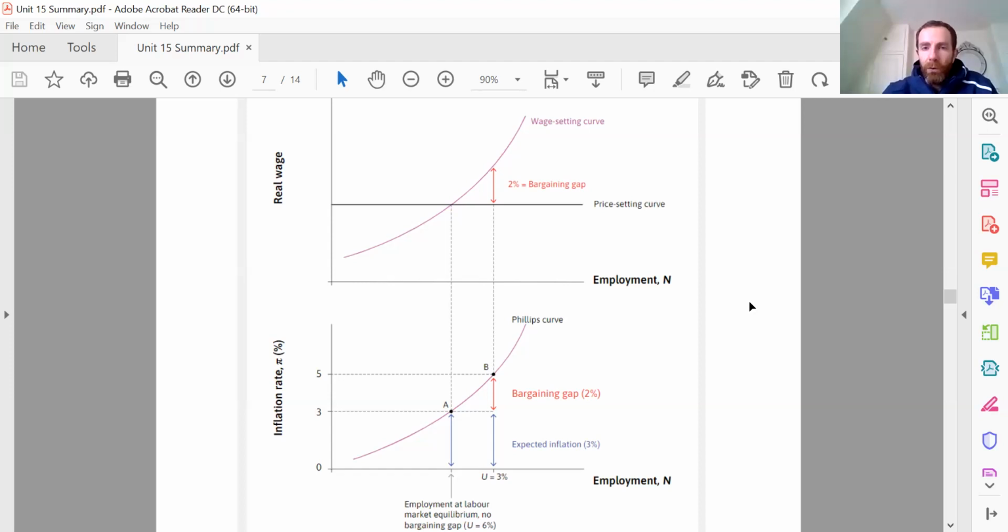A crucial part of this narrative around inflation is we assume that firms are only able to change wages and prices once a year. Right?